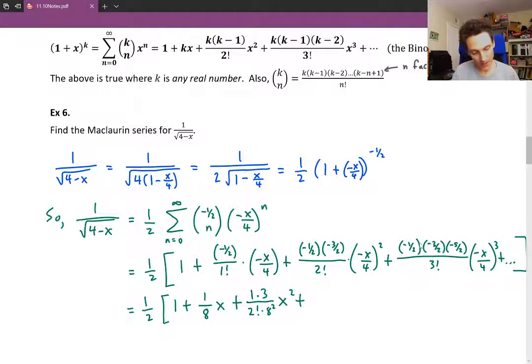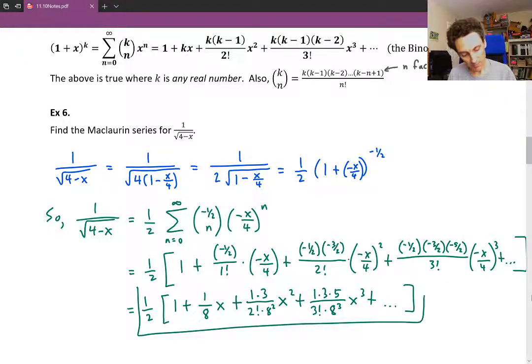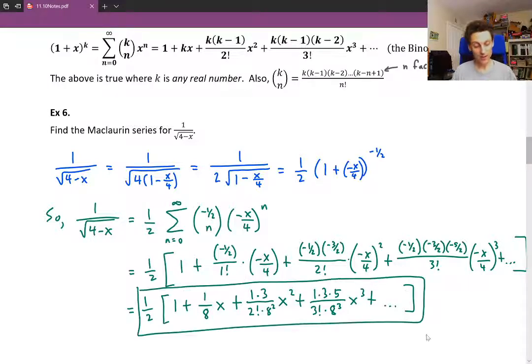All right, so the next one, we're going to have a 1 times 3 times 5 over a 3 factorial times, and then here we're going to have 3 2's multiplied together and 3 of those 4's multiplied together. So that's 3 8's multiplied together. And then we have x to the third and so on. So this would be a nice expanded version where you can still see the pattern of what's going on, but the pattern has been simplified a little bit. So this might be a good form to leave your answer in.